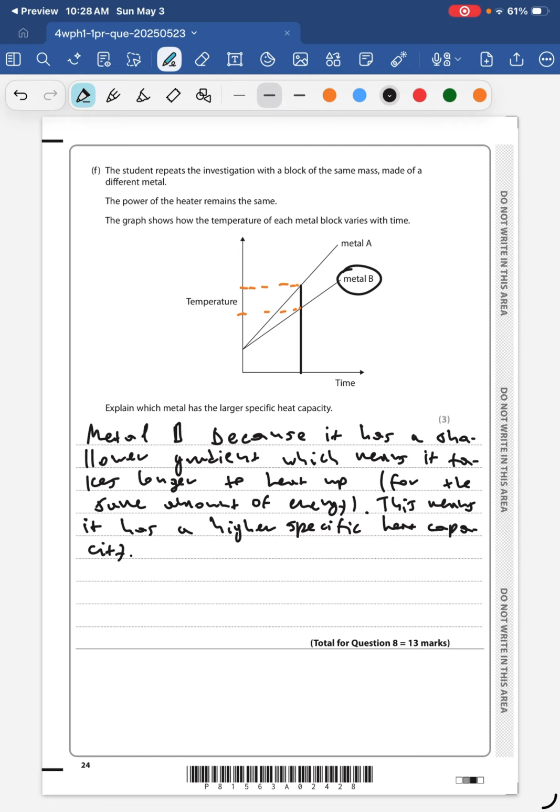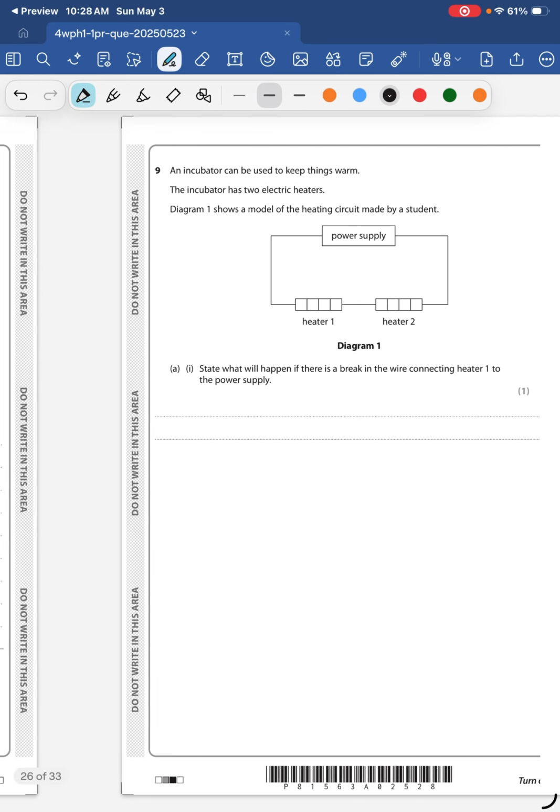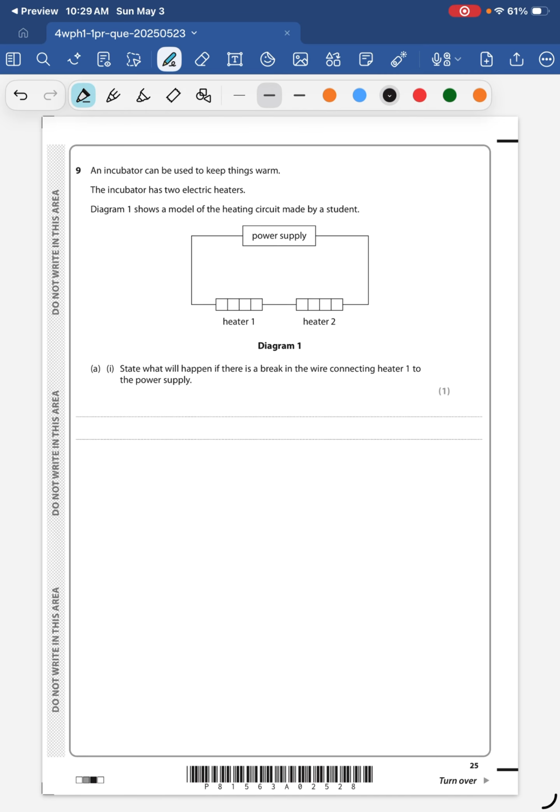Okay, and this was question 8, a long problem, but I think straightforward. And we are ready to move on to the next question, which is the last one in this paper. Question 9, an incubator can be used to keep things warm. I don't know what an incubator is. If you do, let me know in the comments. To me, it sounds like one of those machines that you put chicken eggs inside and then it incubates them and you have little chickens coming out. But I don't know, let me know in the comments.